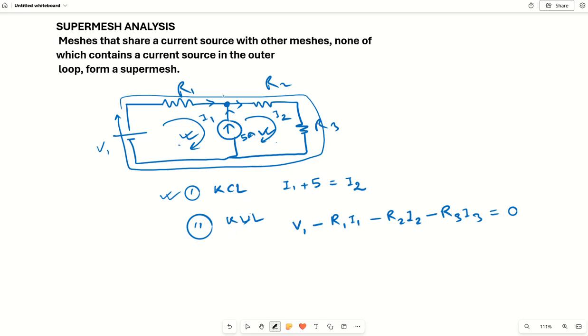Now here, as we have written the KCL equation in this node, we can also write the KCL equation in this node, and it will be the same. As you can see here, this is your I2, this is your I1, and this is your 5 ampere. One current is moving inside, two currents are moving out, so it will obviously be I2 equals 5 plus I1, which is the same as our first equation. So this is how we do supermesh analysis.